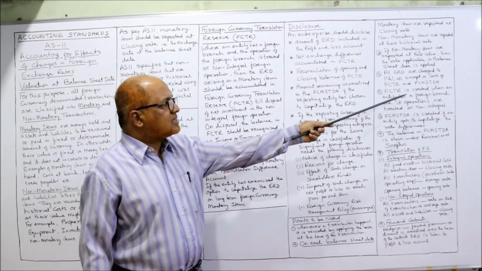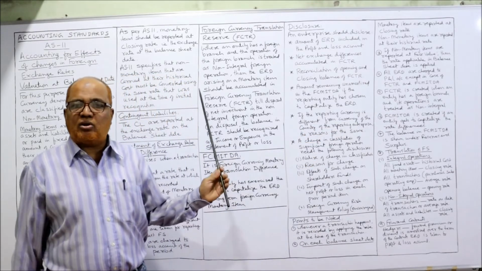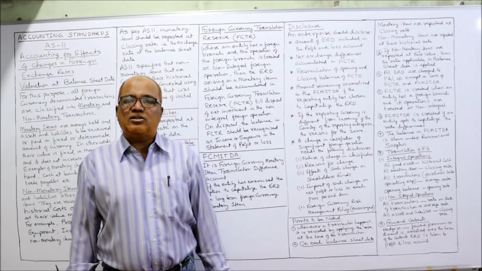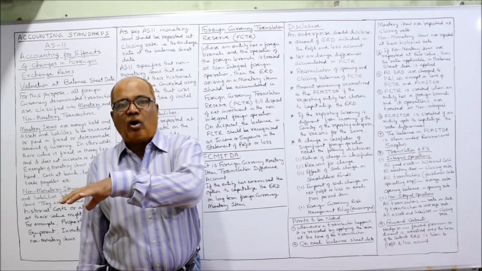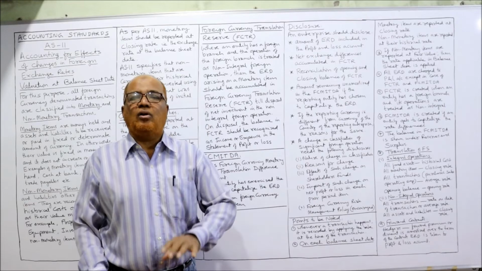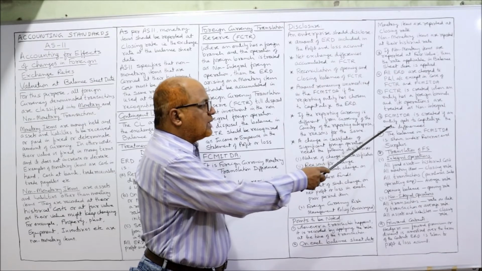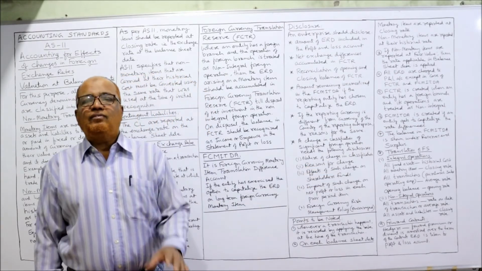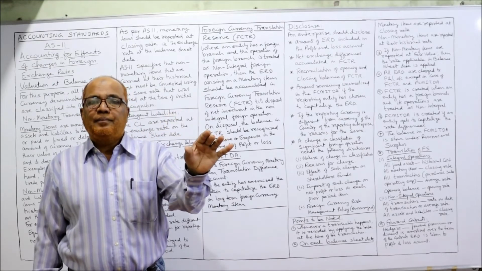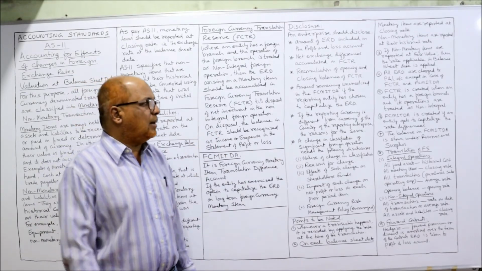Then, FCTR is created when an entity has a foreign branch and its operations are treated as non-integral. Just now I told you, this FCTR account will be maintained only when a business has foreign operations and those foreign operations are non-integral foreign operations. And FCMITDA is created if an entity opts to capitalize the rate difference. If the business decides to capitalize the ERD, then only this account, FCMITDA, is maintained.